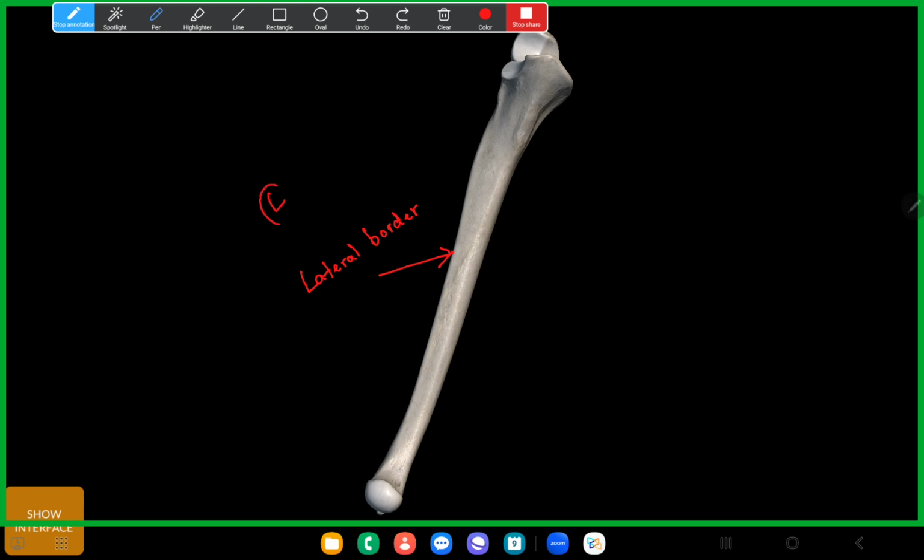So this is the lateral aspect and this is the medial aspect. Therefore, this bone belongs to the right side of the body.